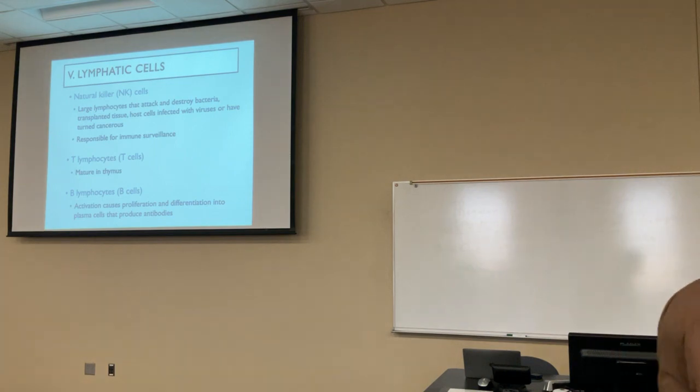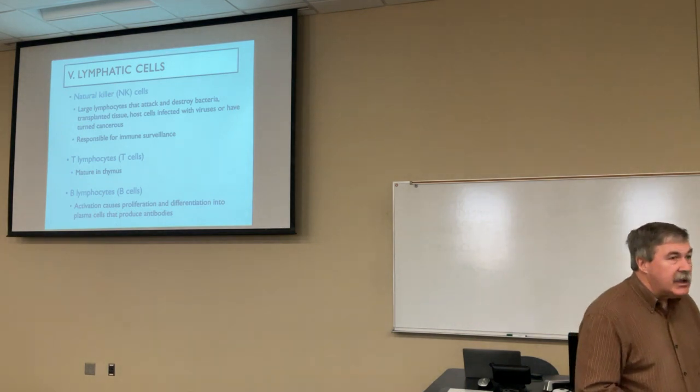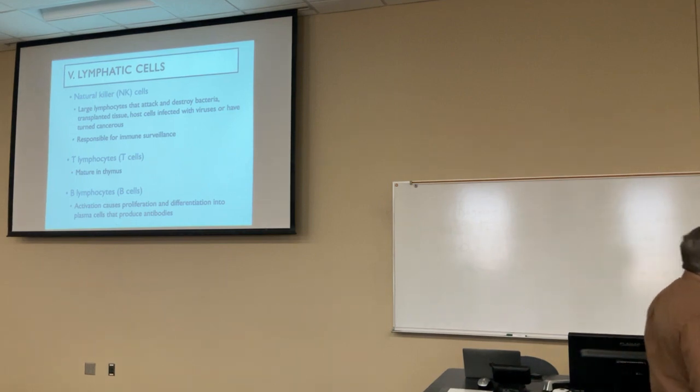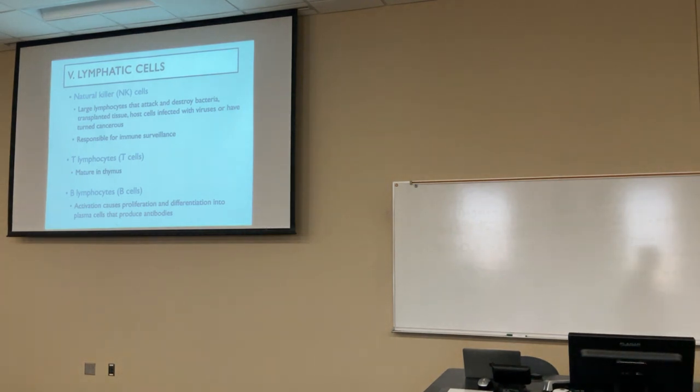All right, now, in addition to the lymph capillaries and the lymph vessels, or lymphatic vessels, there's also lymphatic cells, most of which play a role in the immune response. One type of lymphatic cells that are responsible for immune surveillance are called natural killer cells, or NK cells for short. These are very large lymphocytes that can attack and destroy bacteria.